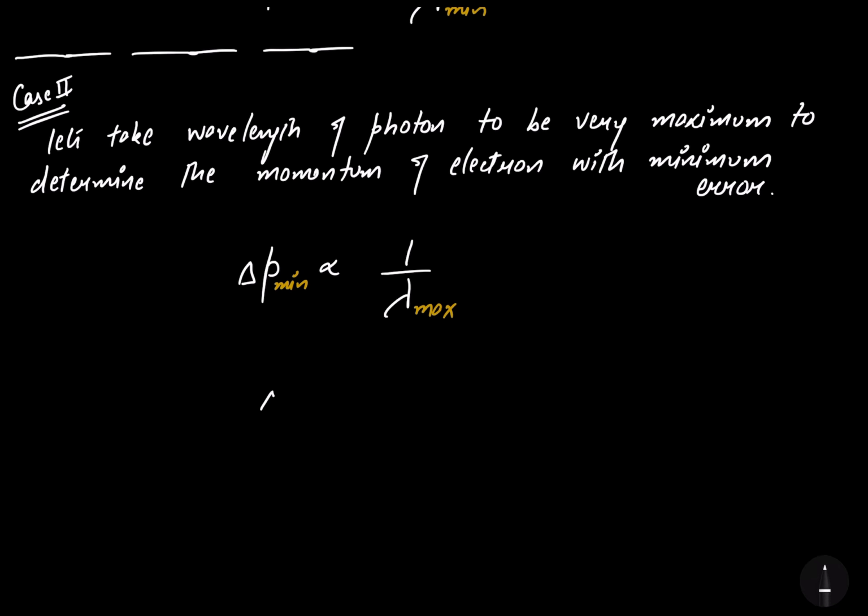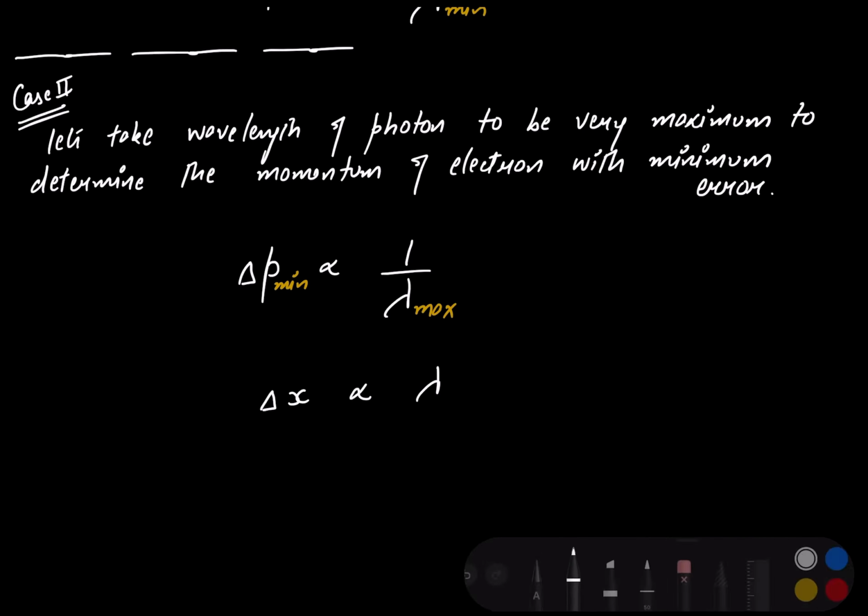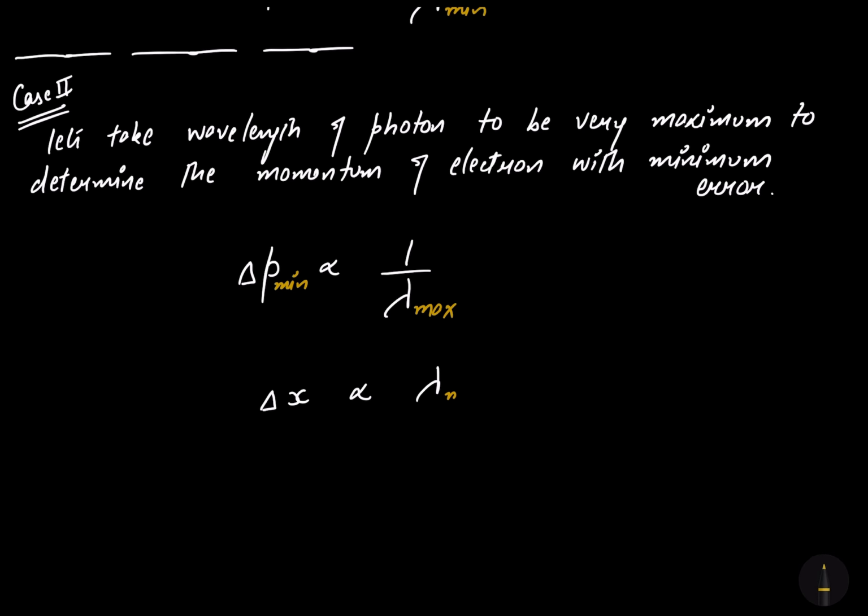Now we know that the change in position is directly proportional to the wavelength. So if this wavelength is maximum, then the change in position will be maximum because of direct proportionality. So again, this proves that we cannot find the position and momentum of electrons simultaneously, because if we find the momentum with a minimum error, then we will get the maximum error in the position. So what next?